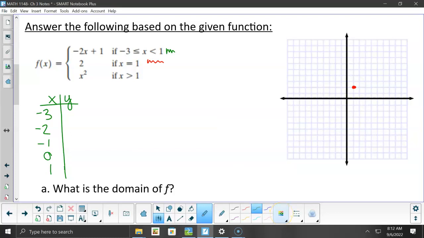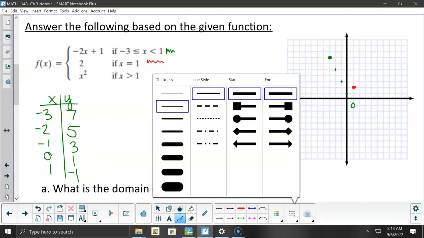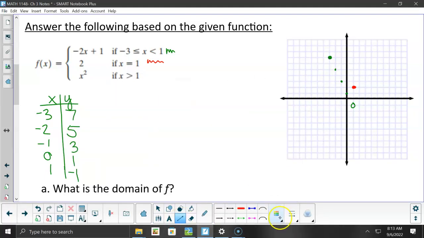All right, so if I'm looking over here at my green one, I've got 6 plus 1 makes 7. 5, 3, 1, -1, but I've got a hole there. Okay? -1, open hole. Now remember, you are stopping at -3, so this line is not going to go on forever and ever. Color that.